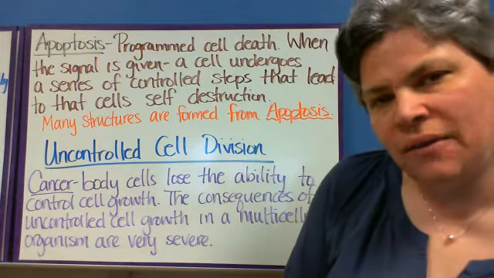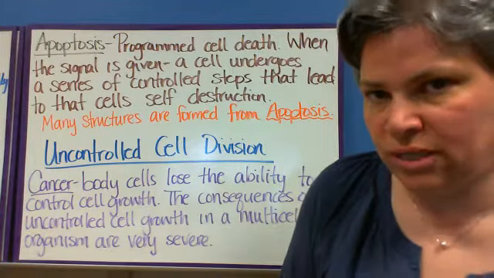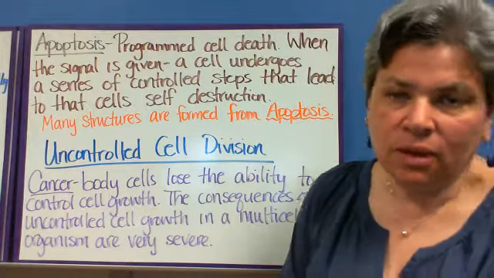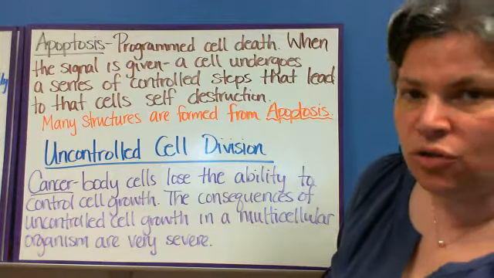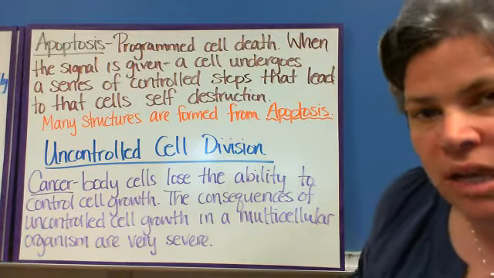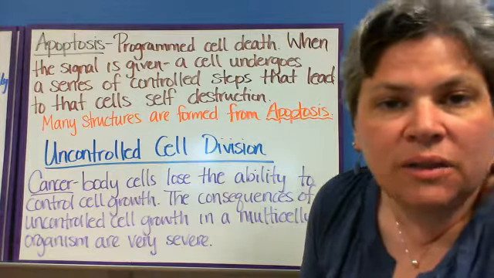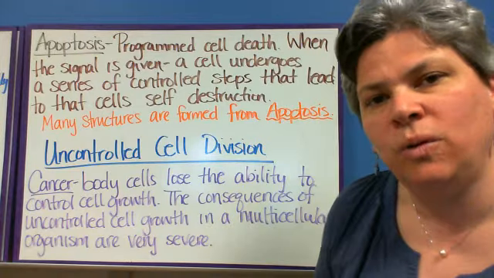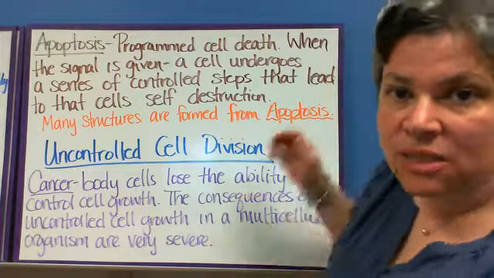And as I'm sure a lot of you have been thinking when we started talking about this, what if it's not controlled cell division? So uncontrolled cell division that we all know is cancer. In the case of cancer, we have body cells that lose the ability to control their cell growth. The consequence of uncontrolled cell growth in a multicellular organism like us is very severe. And unfortunately, many of us know people who have had cancer or who have had to deal with what goes on with the cells when they have cancer.